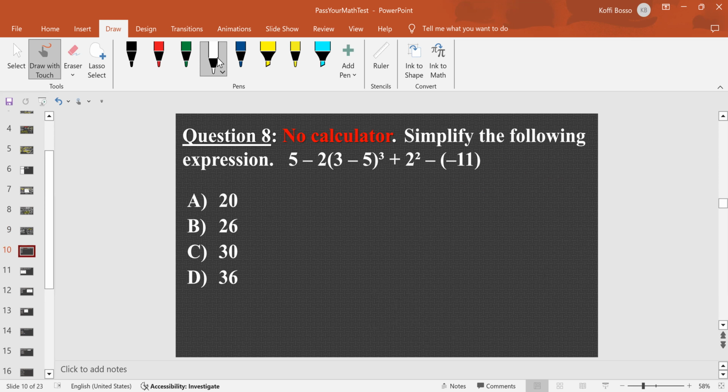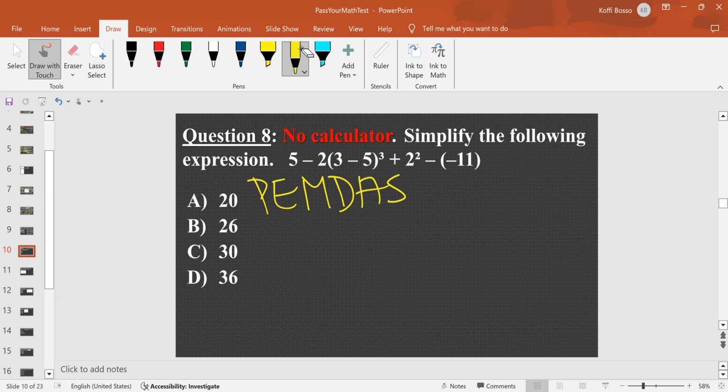Question number 8. So again, with no calculator. Okay, to solve this question number 8, you have to understand that we're going to use here order of operation. Based on that order of operation, we'll try to do parentheses first. So we're going to use PEMDAS. That's the acronym we use to remember order of operation.